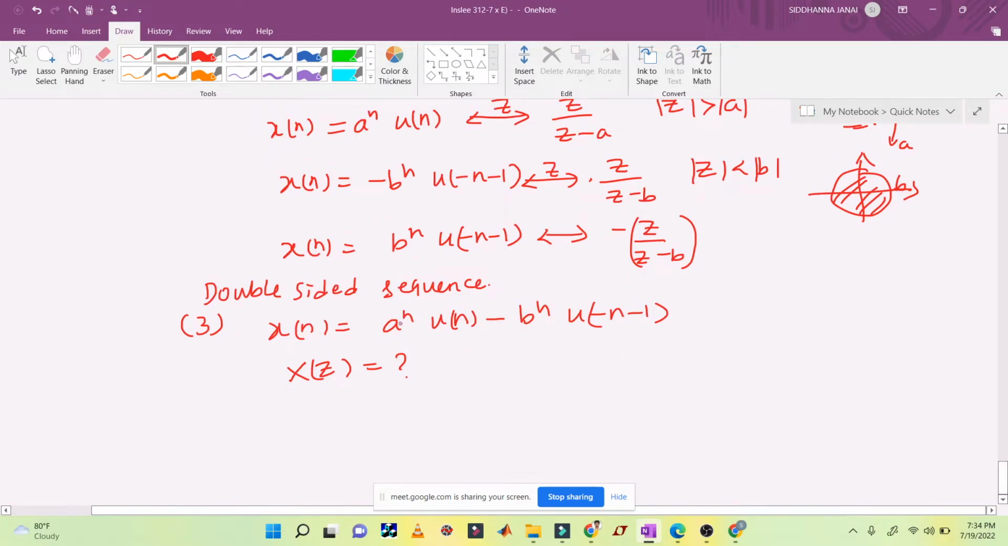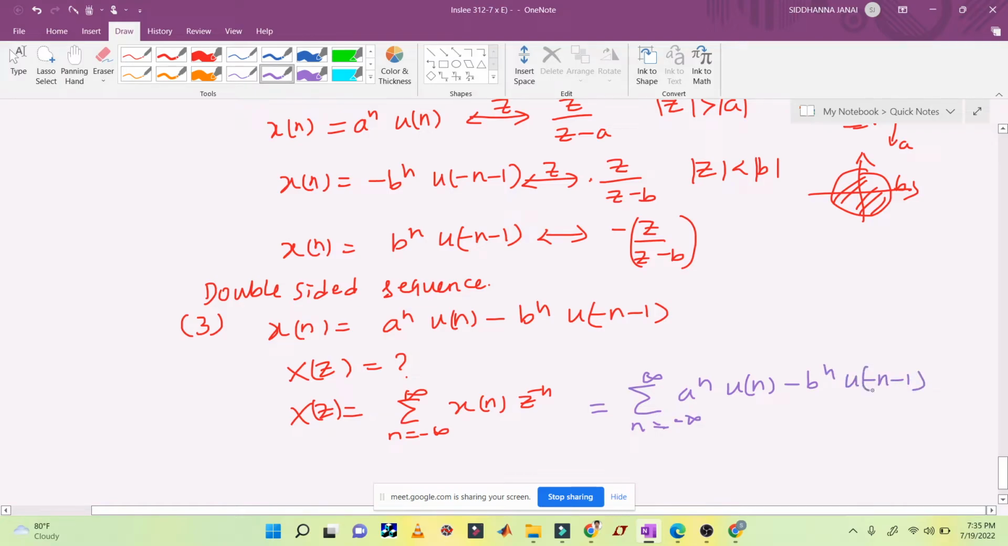So can anyone tell, already we know the answer. First we have to apply the equation. X of z is equal to summation n is equal to minus infinity to plus infinity x of n z power minus n. Now let me substitute for x of n. So what we'll get? Summation n is equal to minus infinity to plus infinity of a power n u of n minus b power n u of minus n minus 1, multiplied by z power minus n.